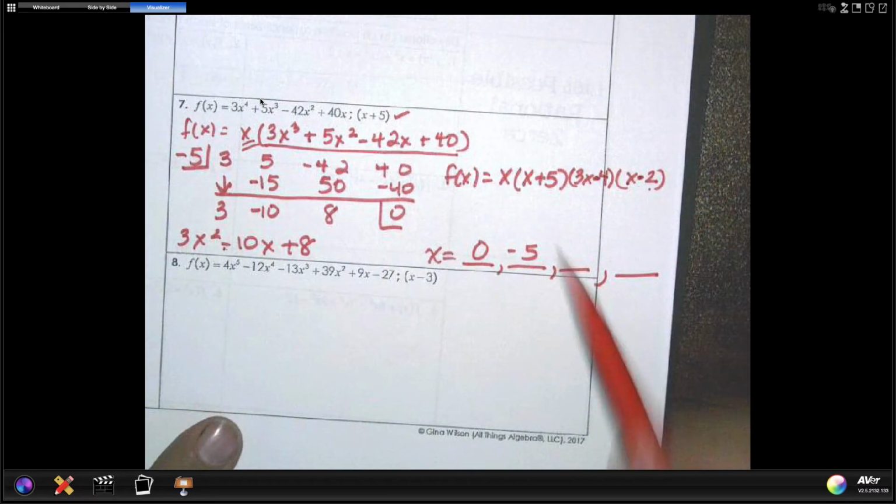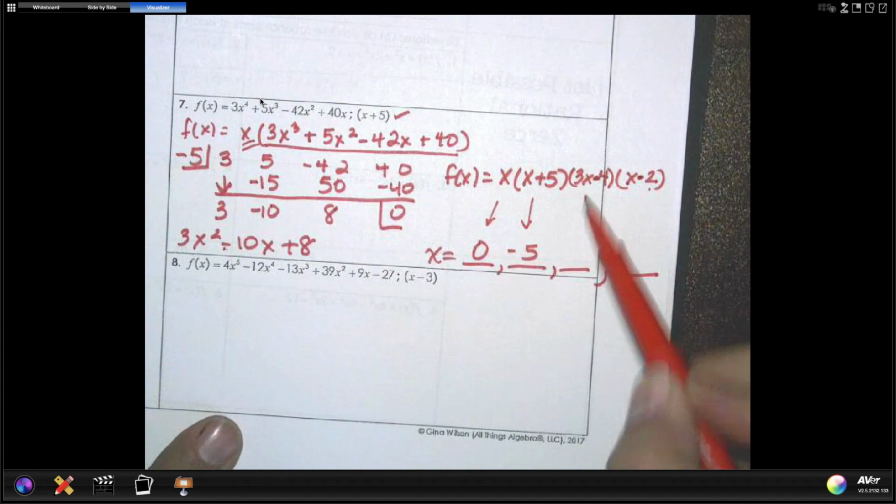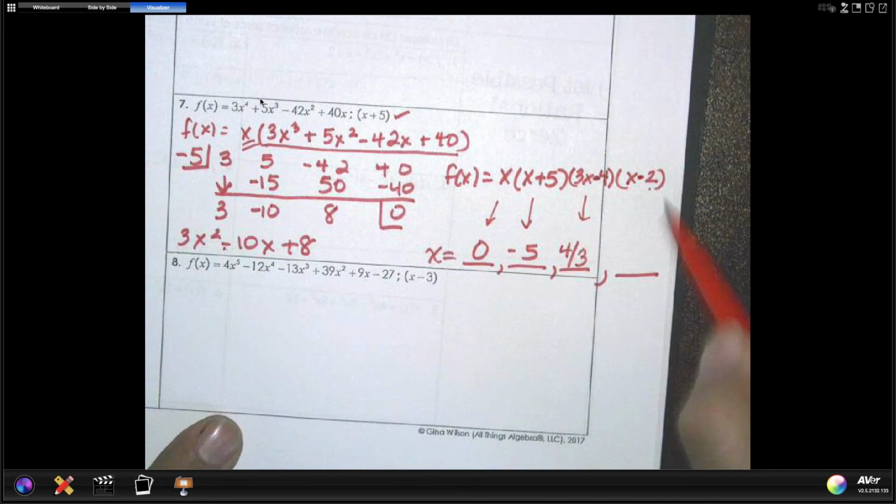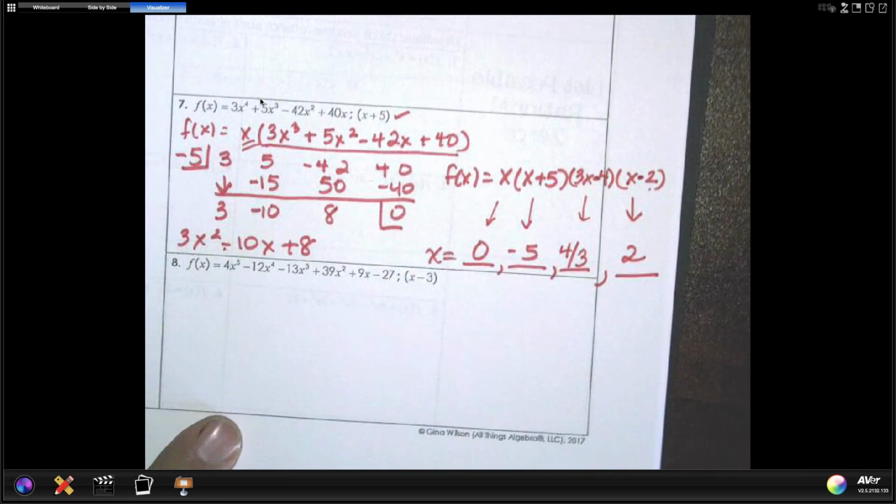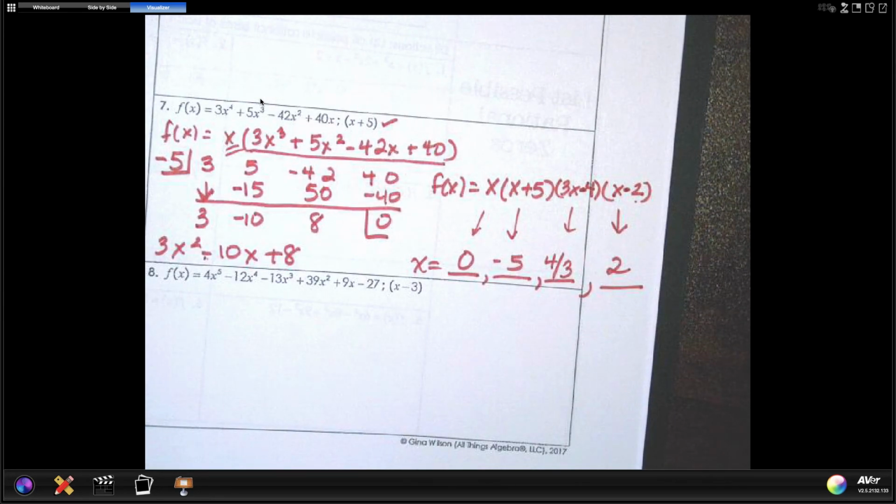So now if I solve, that's my 0, that's my negative 5. This would give me positive 4/3, and that would give me 2. And those are my 4 zeros, my solutions.